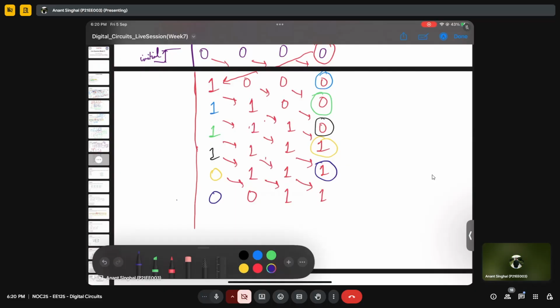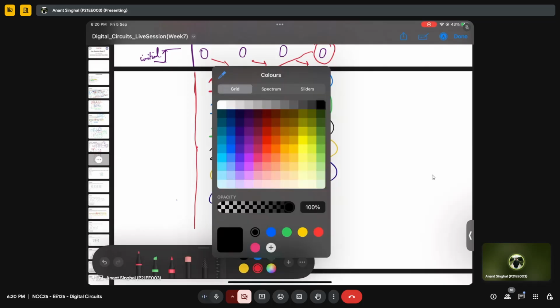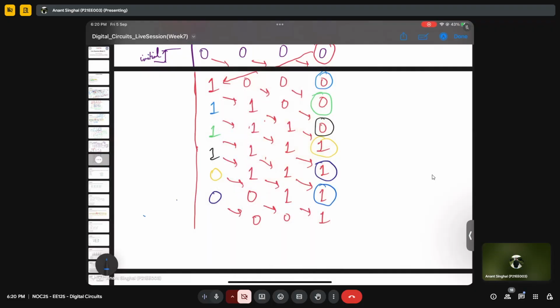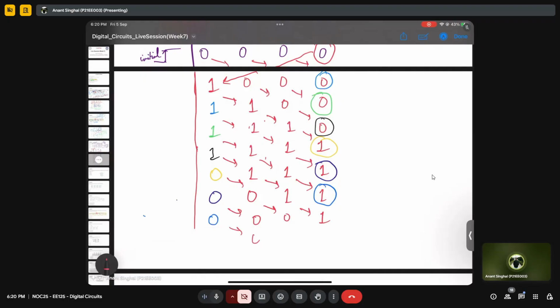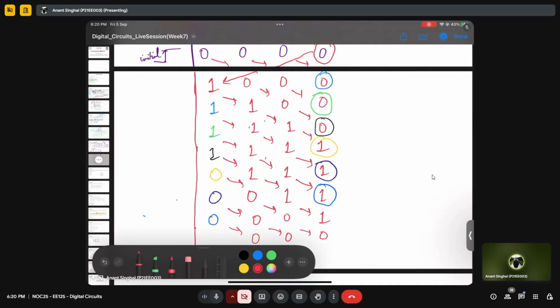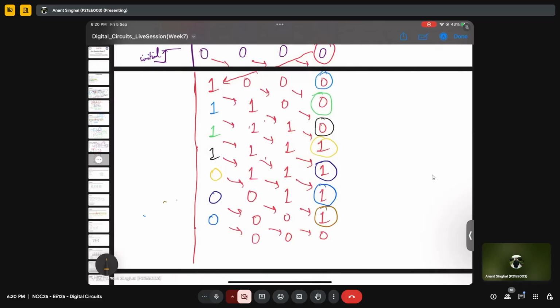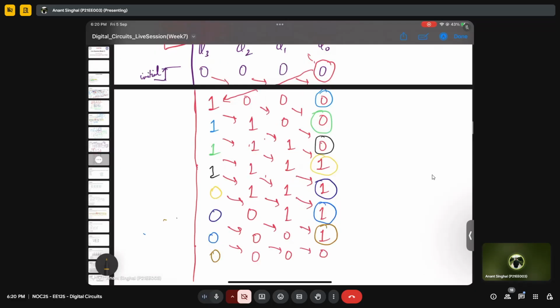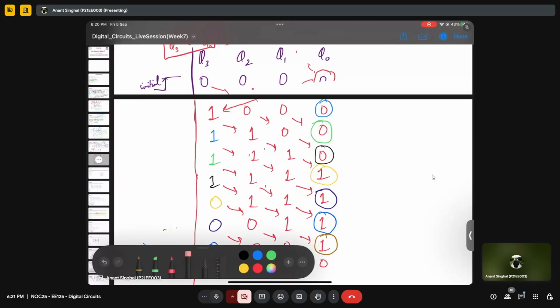Then again, if I write, this will be 0, 0, 1. The complement of this is again 1. Oh, sorry, not 1, the 1 is 0. And at last we have 0, 0, 0, and the complement of 1 is 0. So as you can see, we have reached from the initial state, which was this 0, 0, 0, 0.